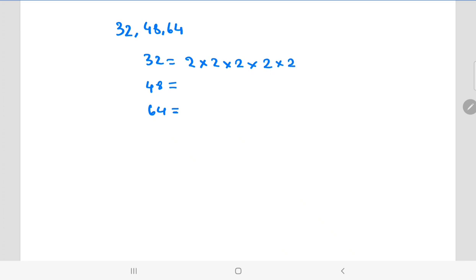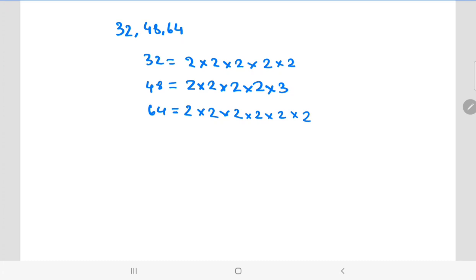Because I am writing all the numbers as 2s, you can ask me that I can write 32 is equal to 16 into 2 also. Yes, you are correct. I can write like that also. But I prefer writing in prime factors form. So students, I can write 48 as 2 into 2 into 2 into 2 into 3. And I can write 64 as 2 into 2 into 2 into 2 into 2 into 2, which is 2 into 2 for 6 times.